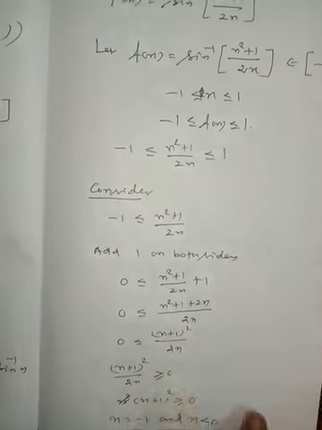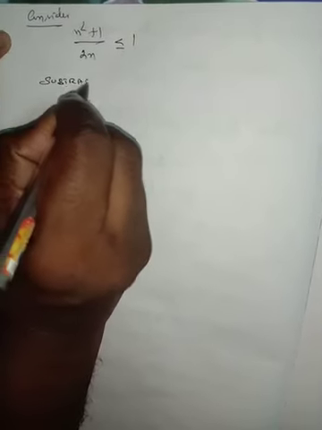Consider the next inequality, x square plus 1 divided by 2x less than or equal to positive 1. Subtract 1 from both sides.